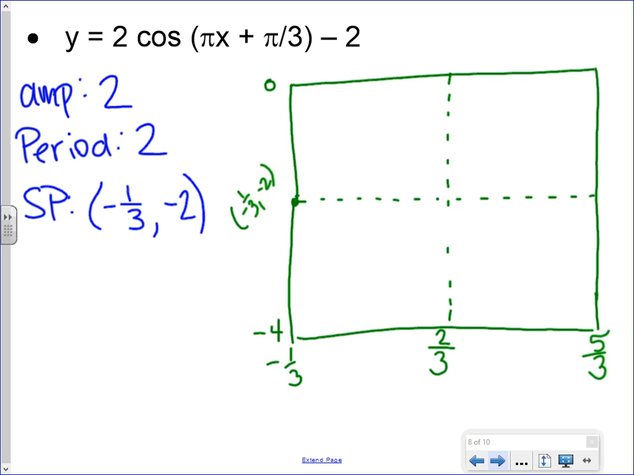All right, now we need the middle. What is halfway between negative 1/3 and 2/3? Okay, if we take negative 1/3, we add it to 2/3, we get positive 1/3. We cut that in half. Talking about 1/6. 2/3 and 5/3. What is in between 2/3 and 5/3? 7/6. 2/3 plus 5/3 is 7/3. Cut that in half. We have 7/6.